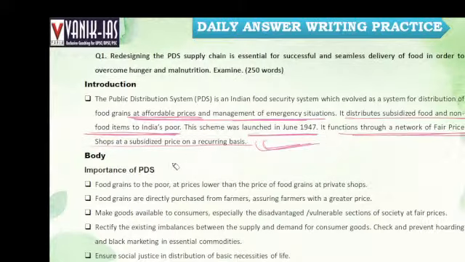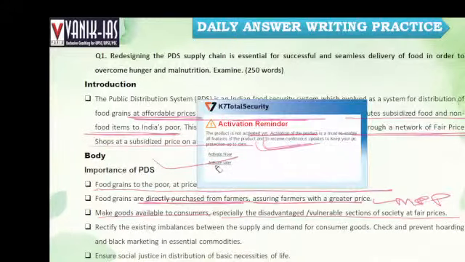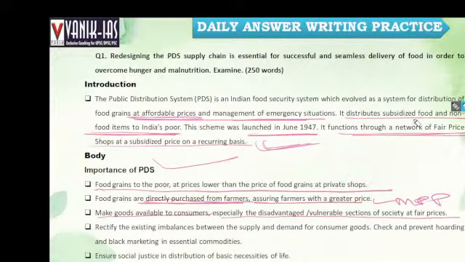Fair price shops. Importance of PDS. It provides food grains to the poor at a price lower than the price of food grains in private shops. What is food grain? It provides food grains to the poor at a price lower than the price of private shops, at fair prices. They are available to citizens. Makes goods available to consumers. Rectify existing imbalances between the supply and demand of consumer goods. Check and prevent hoarding and black marketing of essential commodities.